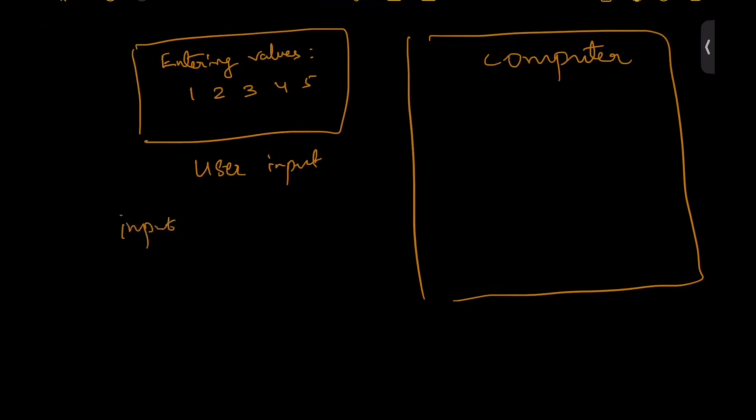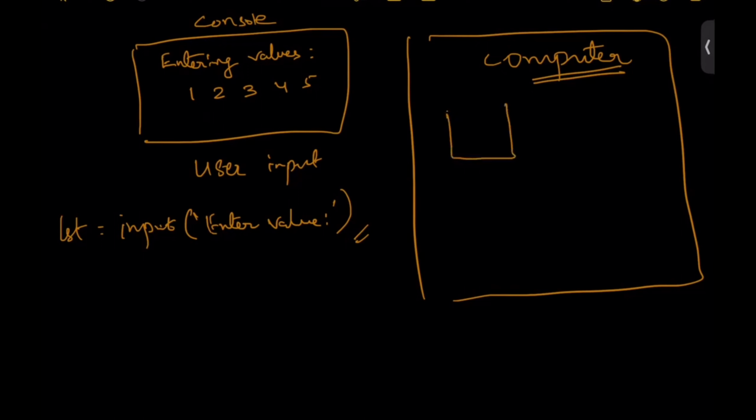When I write a code like this, input enter values, LST equal to this, and run this particular statement, I will get this on the console screen where I will enter this value: 1, 2, 3, 4, 5. Once I enter it, at the back end the computer understands that I got a container from the screen, and this container's name is LST. This container got the value 1, 2, 3, 4, 5.